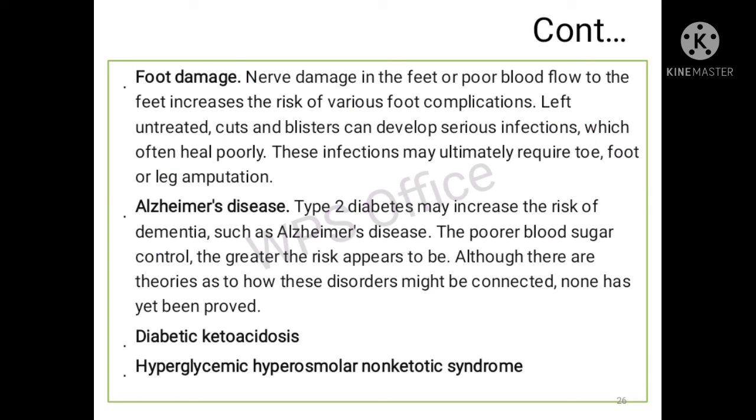Nerve damage in the feet or poor blood flow to the feet increases the risk of various foot complications. If left untreated, cuts and blisters can develop into serious infections which often heal poorly. Then Alzheimer's disease: type 2 diabetes may increase the risk of dementia such as Alzheimer's. Then diabetic ketoacidosis and hyperglycemic hyperosmolar non-ketotic syndrome may also be complications.